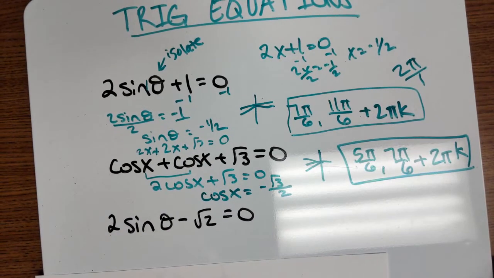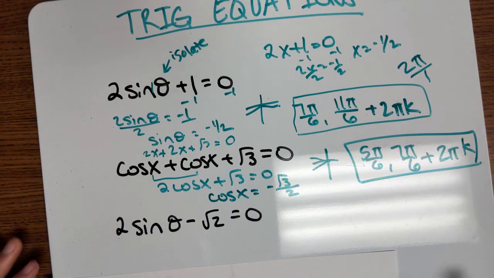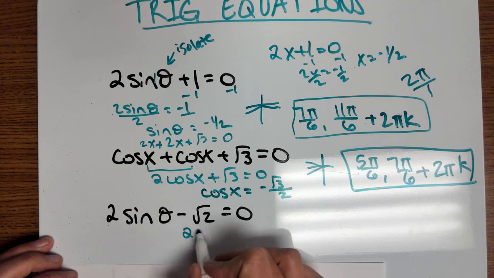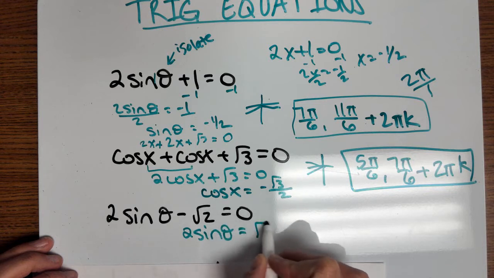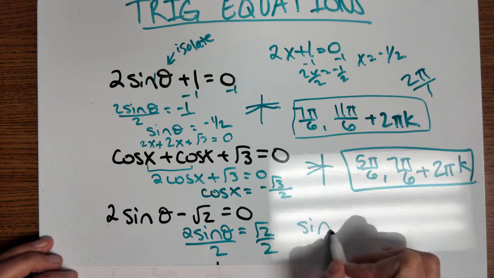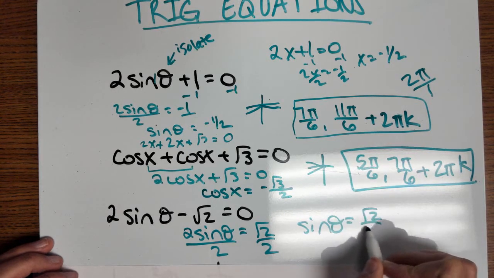Let's do another one. We're going to go through a total of 5 of these. So we've got 2 sine of theta minus radical 2 is 0. Just as easy. We're going to get theta by itself, so we'll add radical 2. So 2 sine of theta is radical 2. Divide by 2. That gives me sine of theta is radical 2 over 2.